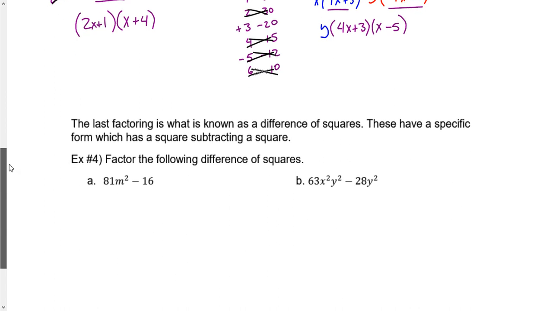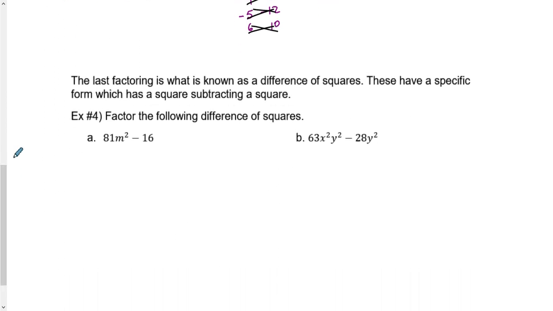Now, the last real factoring that we're doing as a review is a difference of squares. These have a very specific form, which is a square subtracting a square. 81m squared and 16 are both perfect squares. In order to factor perfect squares, we look at what the square roots of each of those two terms are.